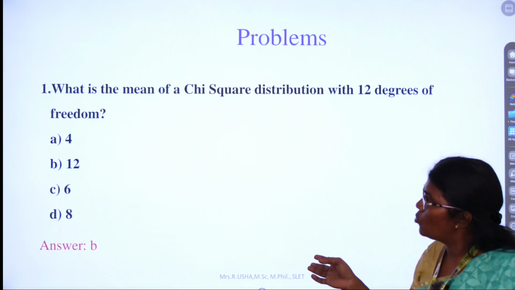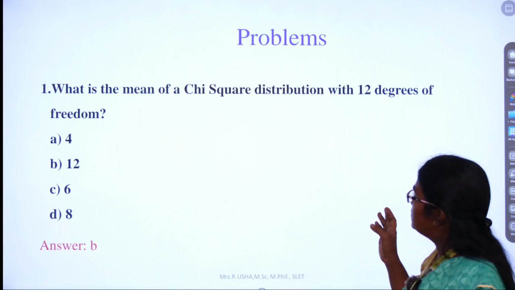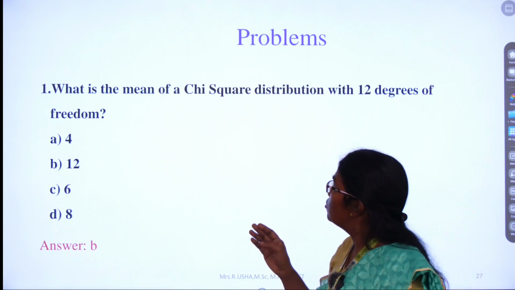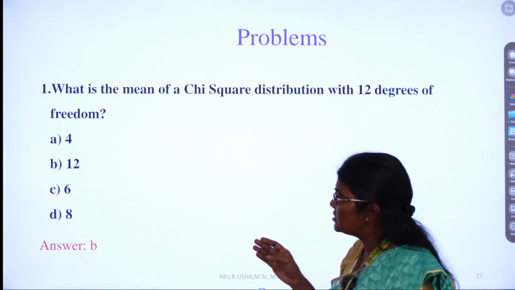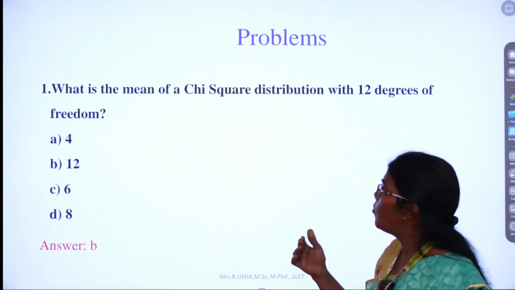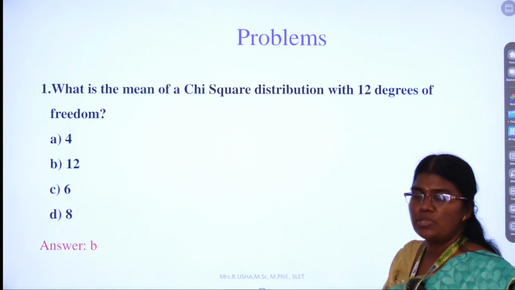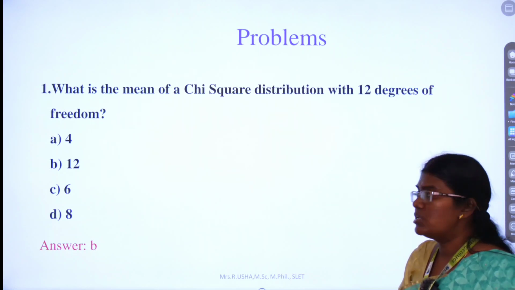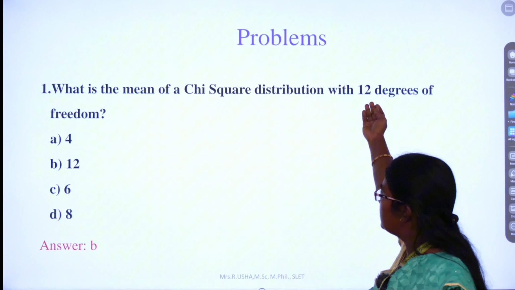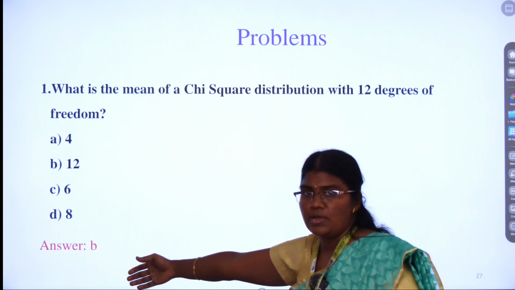So next we will see problems. What is the mean of chi-square distribution with 12 degrees of freedom? The options are 4, 12, 6 and 8. Already we discussed the properties of chi-square distribution. The mean of a chi-square distribution is equal to the number of degrees of freedom of the given distribution. Here the number of degrees of freedom is 12. Therefore the answer is 12. So the answer is B.